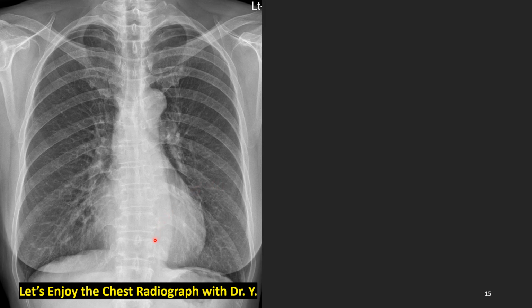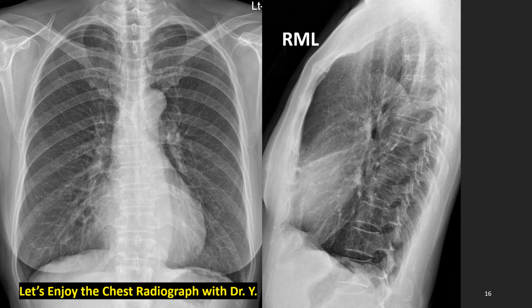This is another case of right middle lobe collapse. How do you feel? Right heart border. Clear? Not clear. Yes, not clear. Somewhat ill-defined increased opacity. Hilum looks okay, but the minor fissure is not visualized. The other lung field looks okay.